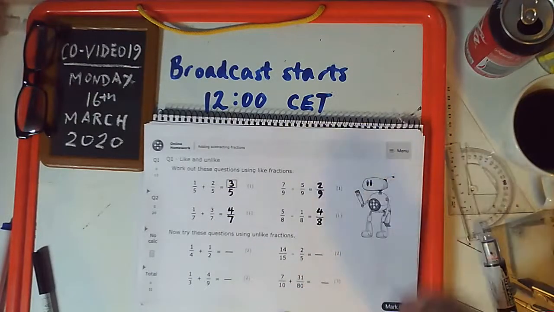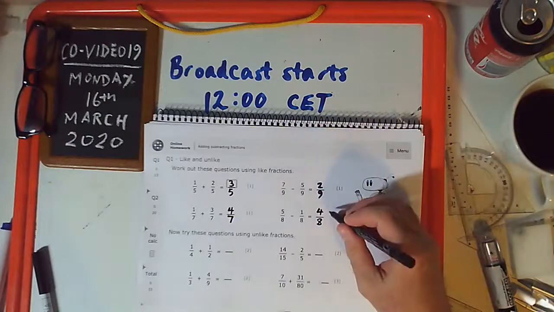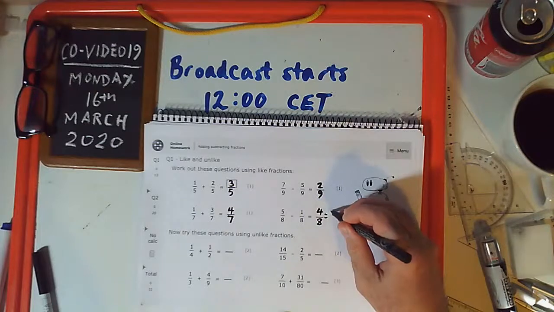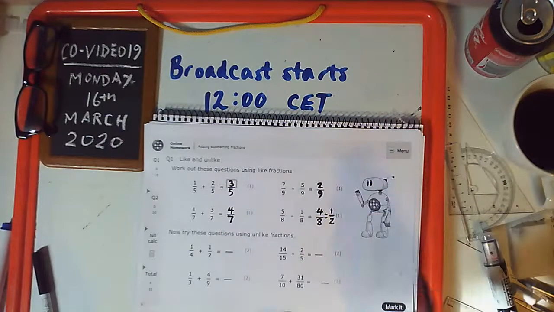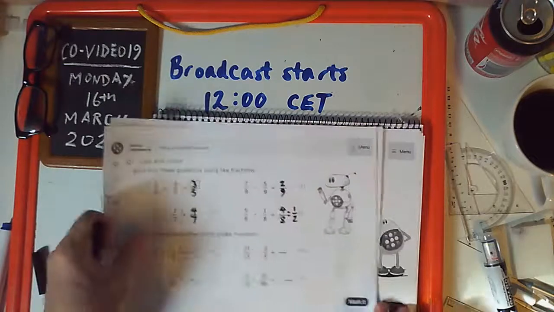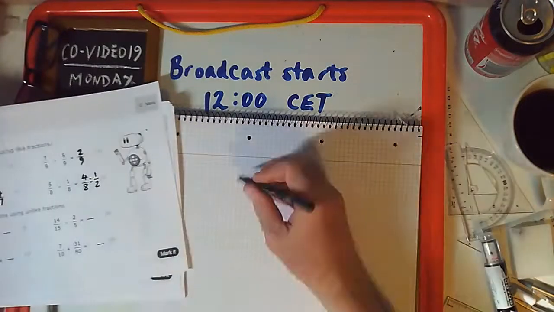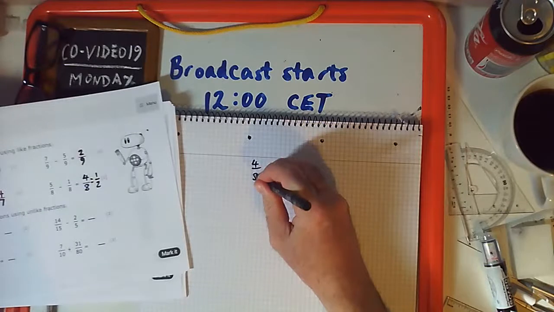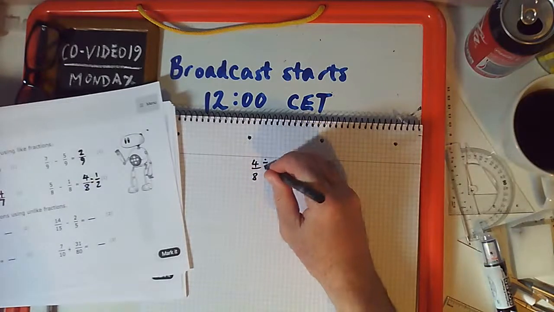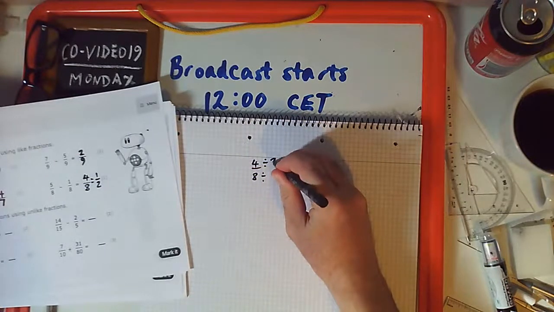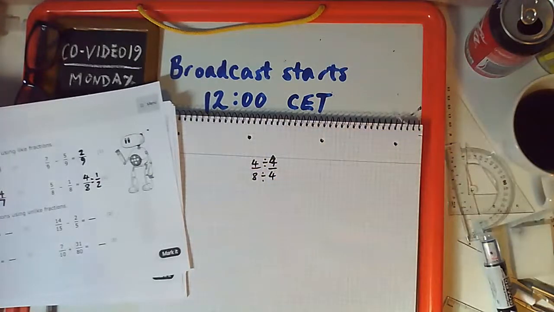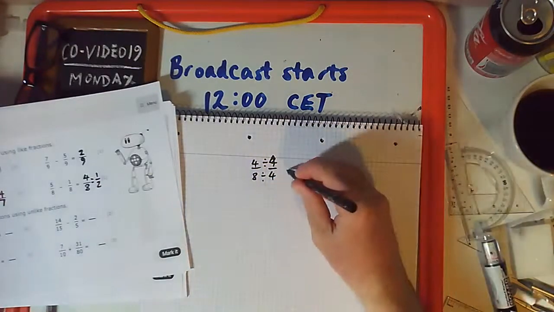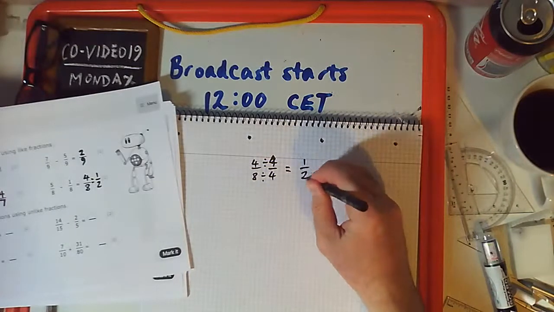So 4/8. Now, in the case of 4/8, that simplifies to a half, because you can divide the top and the bottom by 4. Let me just put my big pad here. So 4/8, you're not dividing by 4, but you're dividing by 4/4, which is like dividing by 1. So that's how you get a half.